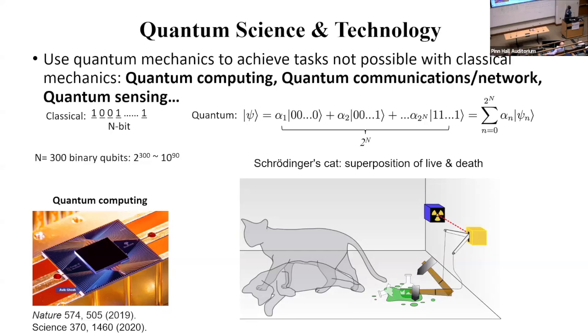So how powerful is this? Think about 300 binary qubits, which is not that large. In the classical world, we all have billions of transistors in our phone, but you need 2 to the 300 parameters just to describe this quantum state. Imagine a big molecule with 300 atoms, and that number approximates to 10 to the 90th, so 90 zeros following 1. It sounds doable, but if you actually run the number, it's more than the number of atoms in the entire universe.